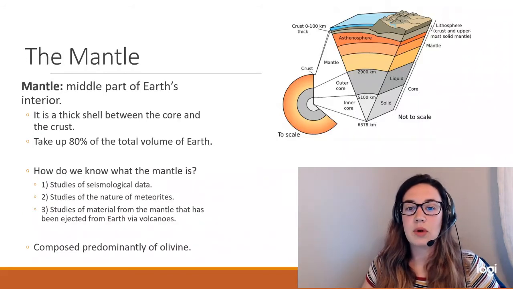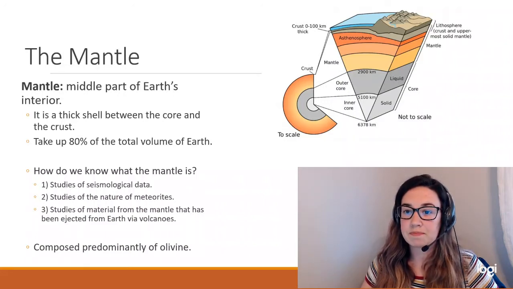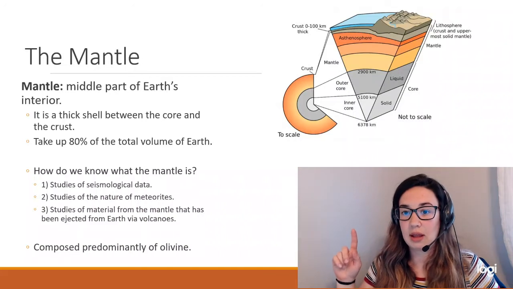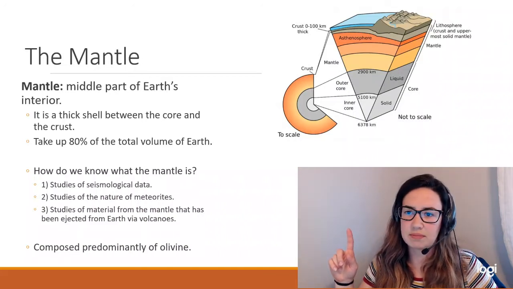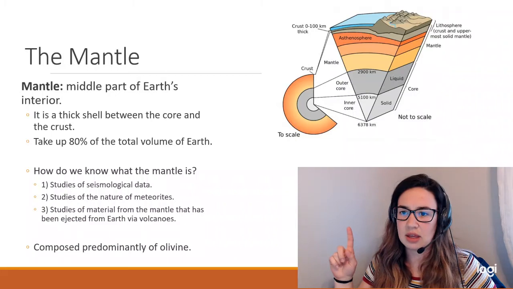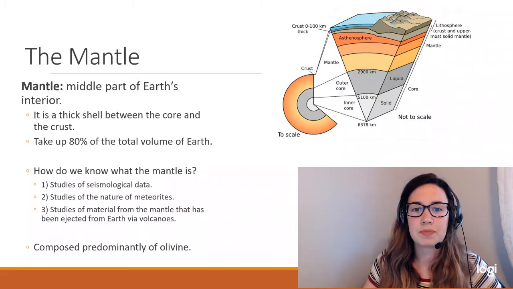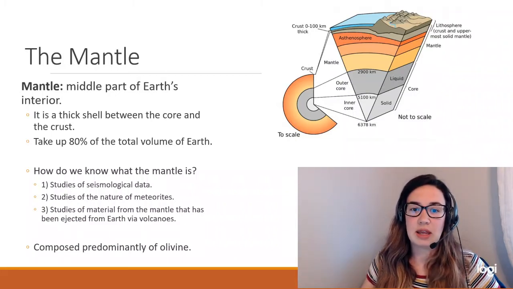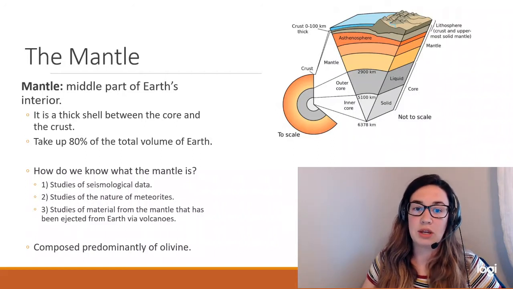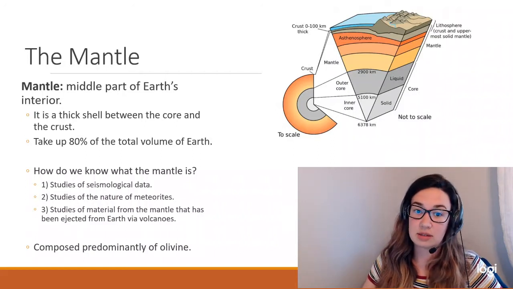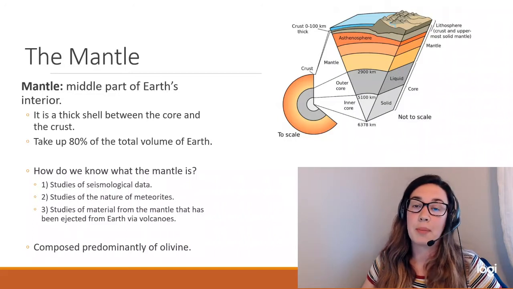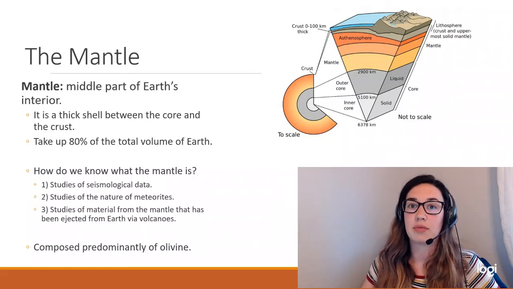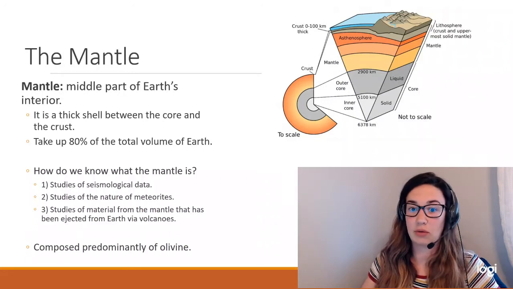Okay, so we also have the mantle. I just mentioned the mantle, but what the mantle actually is, is the middle part of Earth's interior. So you can see it here in the image above me. It looks like it's kind of the yellowish area, yellow and the orange area. But the mantle is basically a thick shell between the core and the crust. And so this is taking up approximately 80% of the total volume of Earth itself.